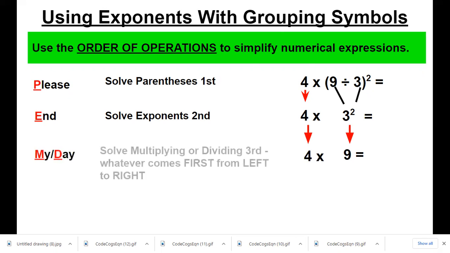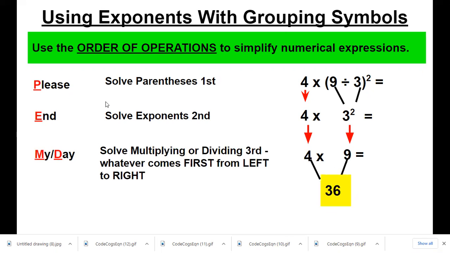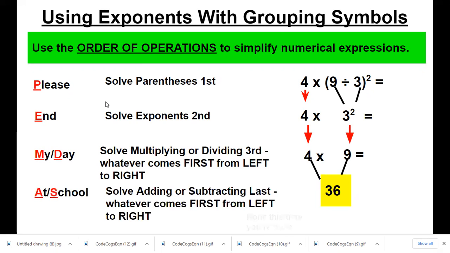Next is multiply or divide, whatever comes first. Well, there's only multiplying left, so I do 4 times 9. That gives me 36. There is no adding or subtracting to do this time. I'm done.